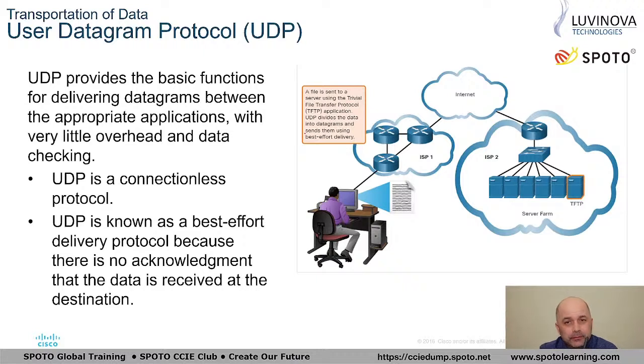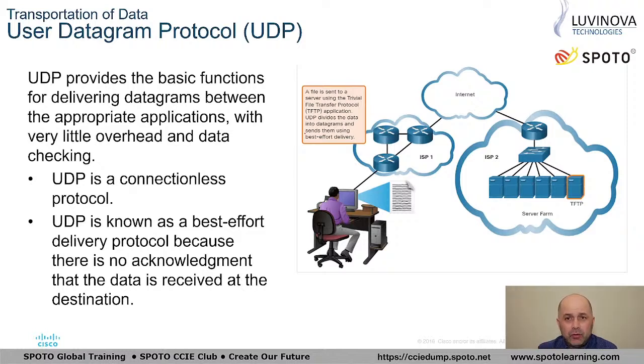User Datagram Protocol, UDP, is another important protocol in the transport layer, and it provides the basic function for delivering datagrams between the appropriate applications. Here look carefully: with very little overhead and data checking, which basically means there is no reliability. This protocol is not reliable. There is no acknowledgement. There is no checking.